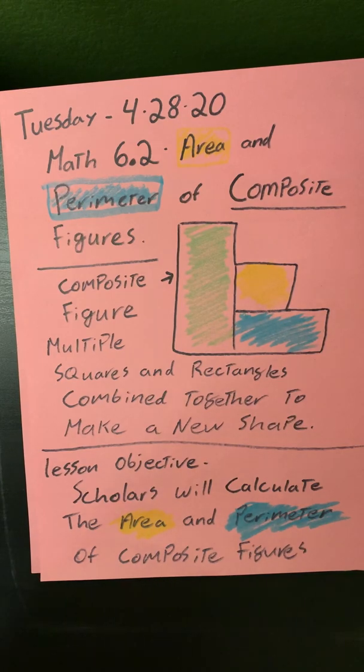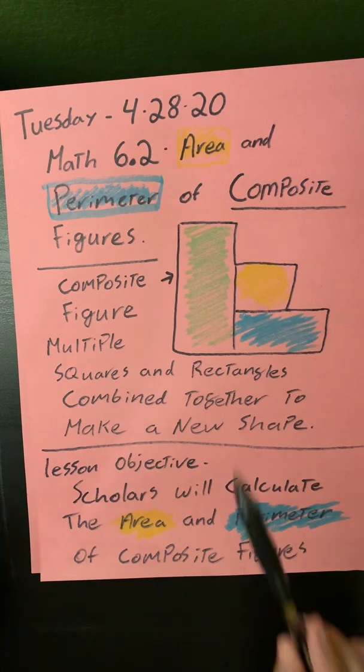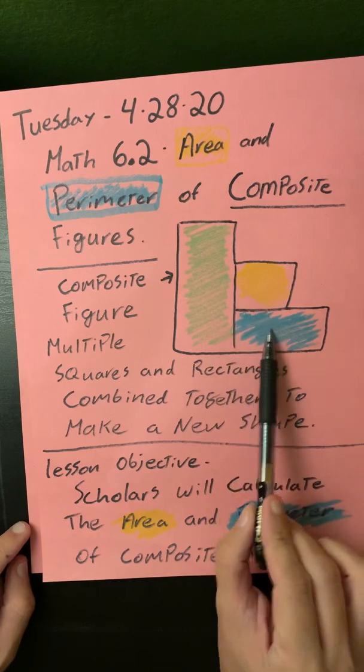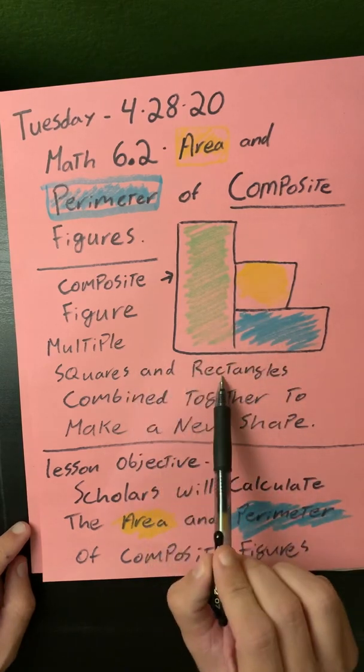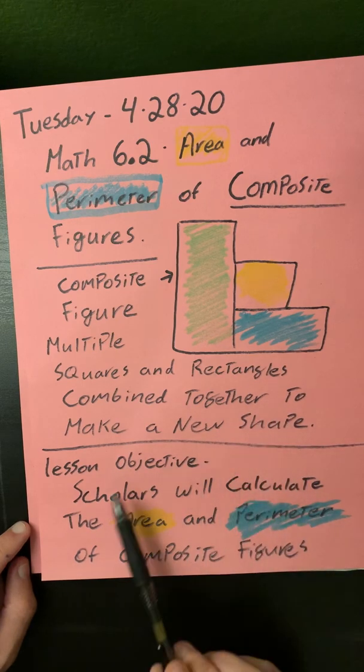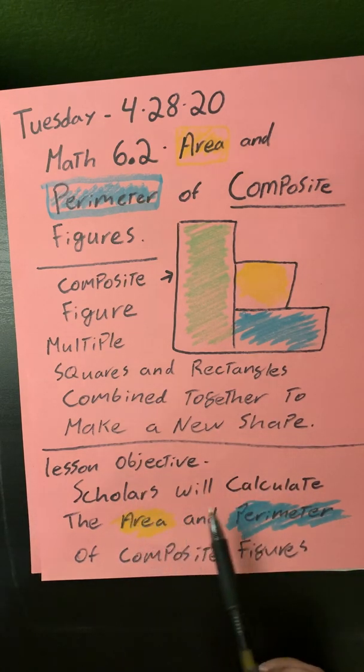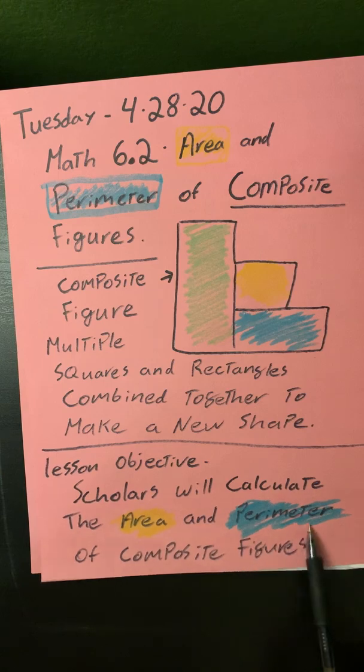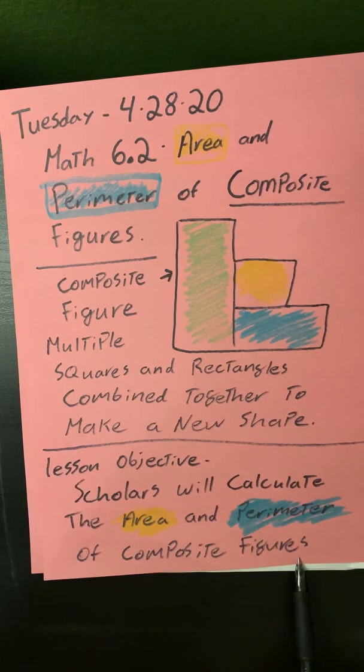Today's math lesson is Math 6.2, Area and Perimeter of Composite Figures. A composite figure, like I've drawn over here, is when multiple squares and rectangles combine together to make a new shape. Our objective is that scholars will calculate the area and the perimeter of composite figures.